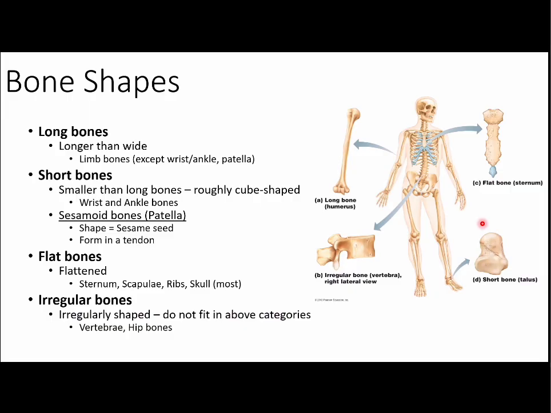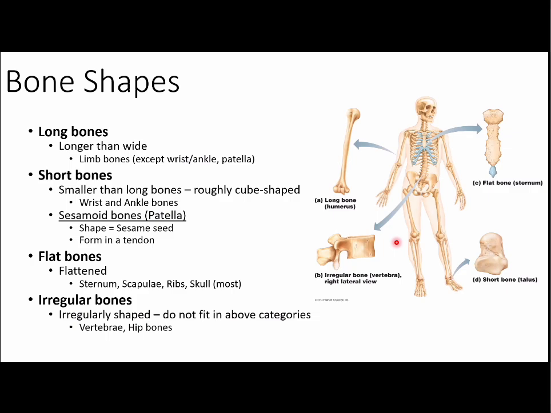And a type of short bone is a sesamoid bone, and those are sesame seed-shaped bones in the body. That's going to be our patella. We have a couple in the popliteal region behind our knee, and your sesamoid bones are also going to be found inside tendons.